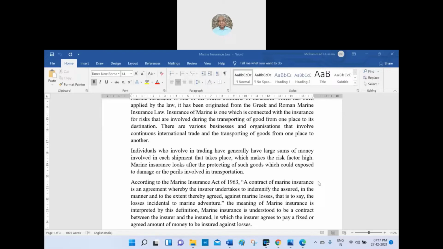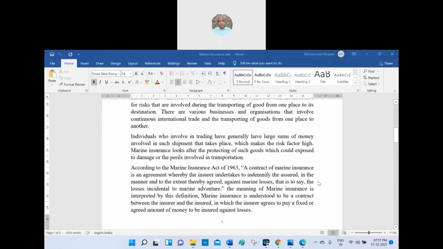That is why individuals take a lot of risk when they want to shift cargo from one country to another, with the high cost involved in the goods that are going to be shipped.